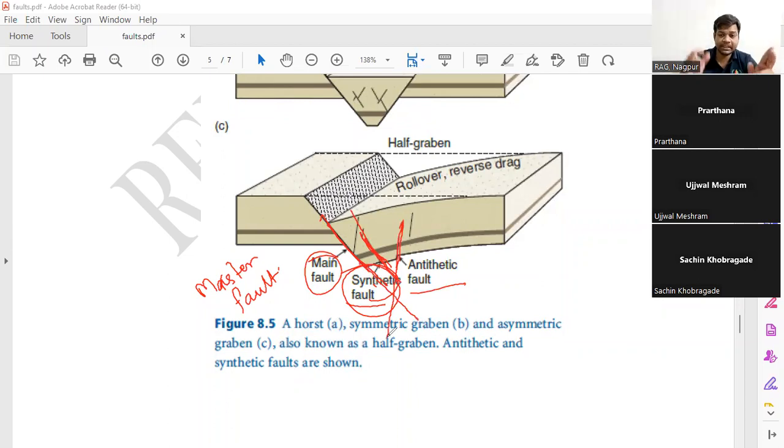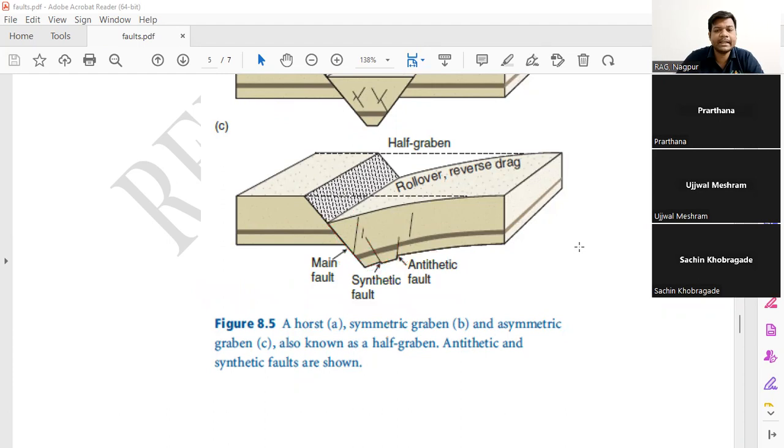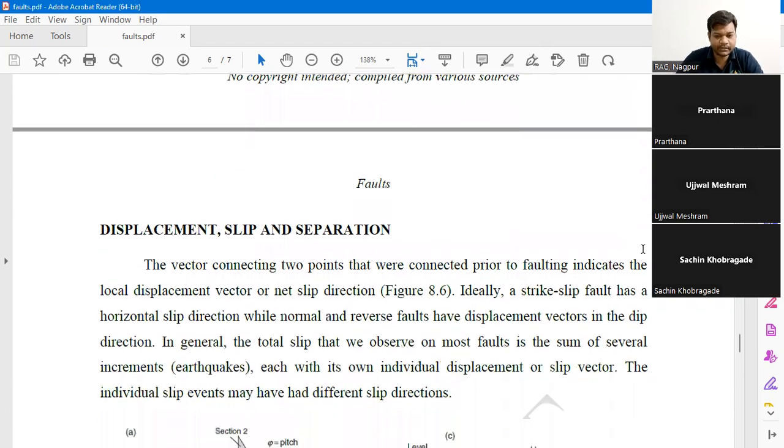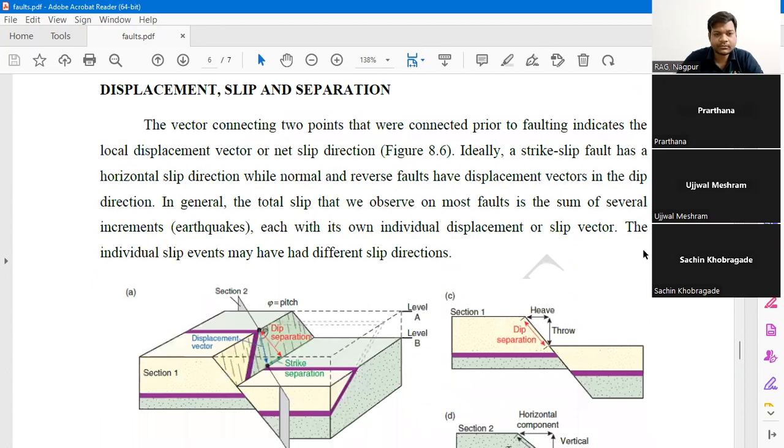If you extrapolate this, they will join somewhere. So these kinds of faults will be called antithetic faults. Clear this concept, synthetic and antithetic. These are the synthetic and antithetic faults. Now these are very important concepts: the slip, separation, displacement, all these things.